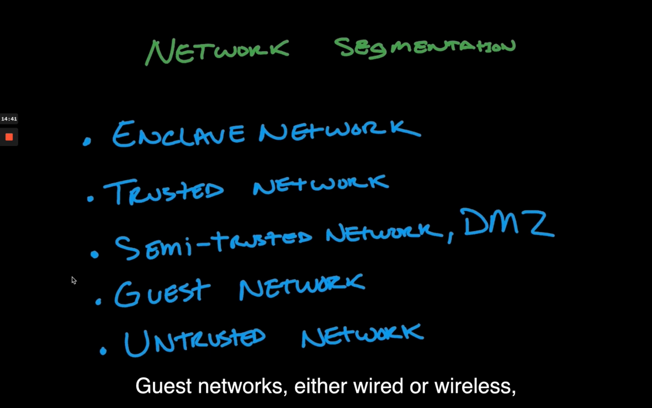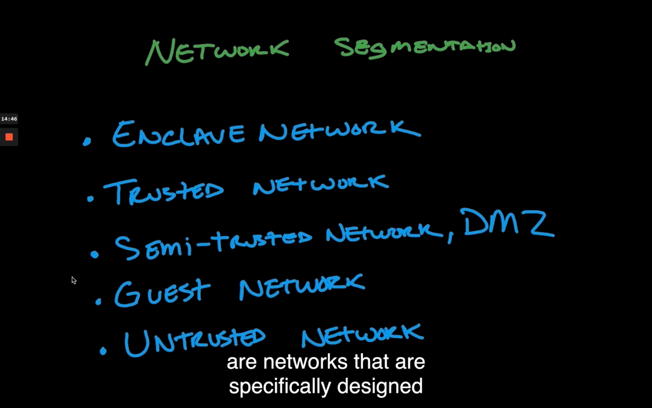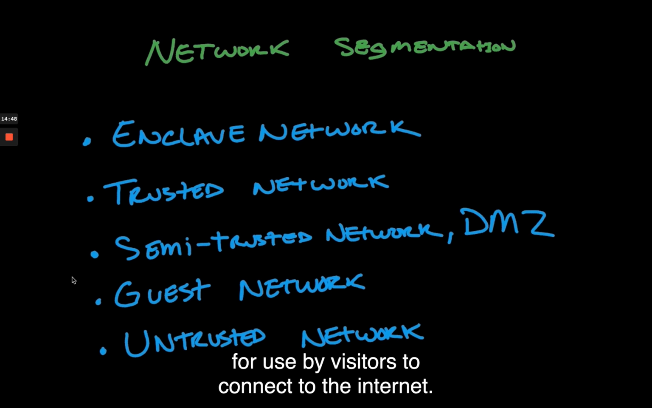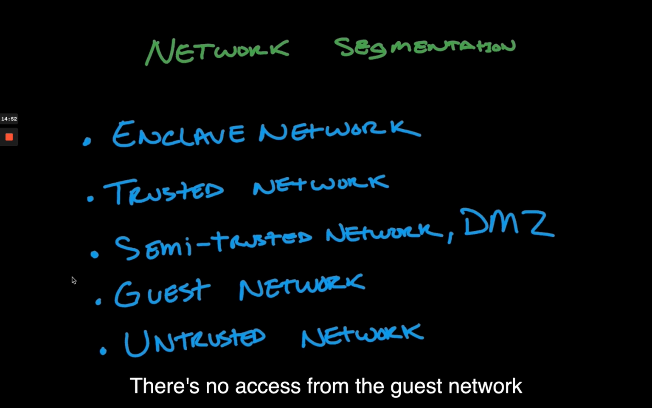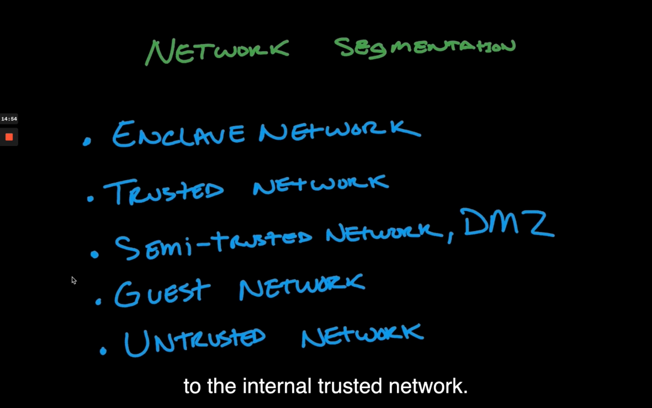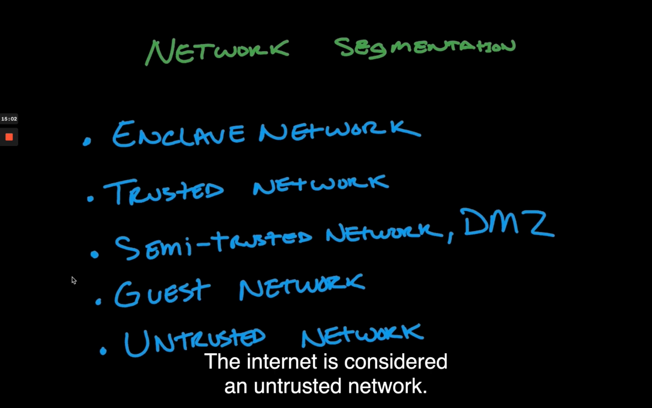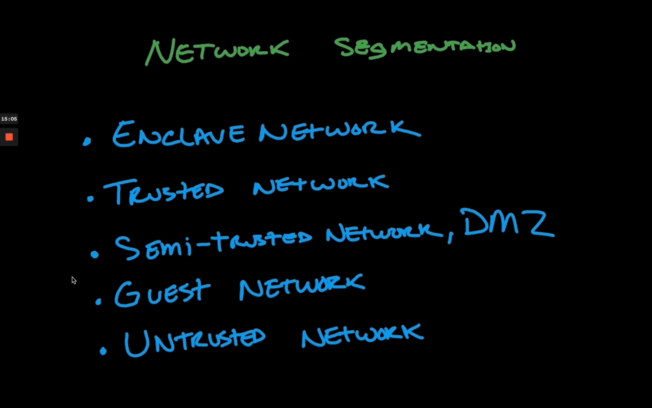Guest networks, either wired or wireless, are networks that are specifically designed for use by visitors to connect to the internet. There's no access from the guest network to the internal trusted network. An untrusted network is a network outside your security controls. The internet is considered an untrusted network.